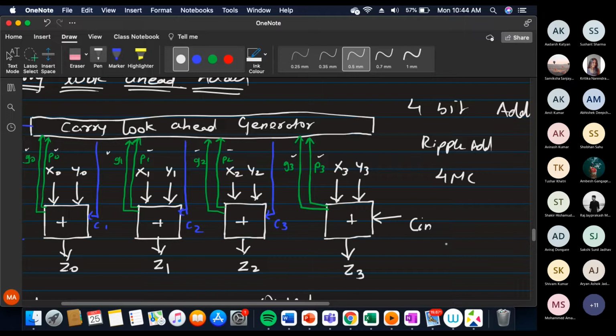A modern processor has a 64-bit ALU, which means it can perform 64-bit addition at once. With the traditional carry ripple adder, it would take 64 machine cycles just to perform a 64-bit addition. A carry look ahead adder would require exactly 3 machine cycles for adding 64-bit numbers, so you get an advantage of 61 machine cycles. Is that clear? Can you understand the importance of this adder?